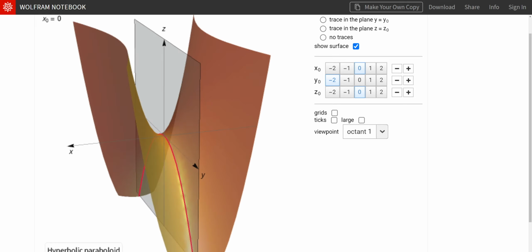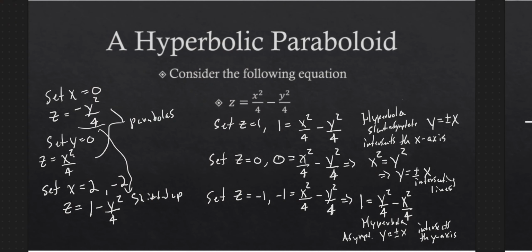All right, so that was paraboloids. That is it for this video. In the next video, we're going to talk about hyperboloids. And if you see the pattern here, two of the traces are going to be hyperbolas, and the third one is going to be open. Well, we'll see. I'll see you there.